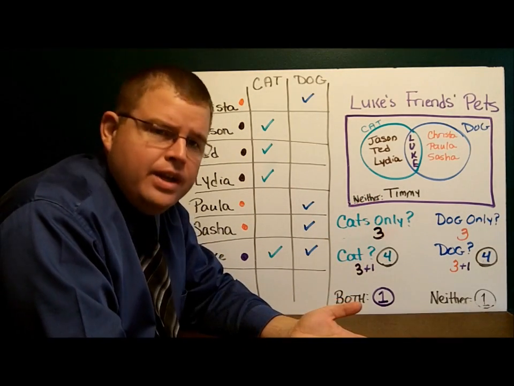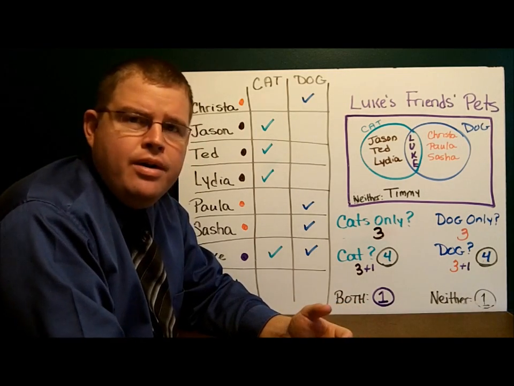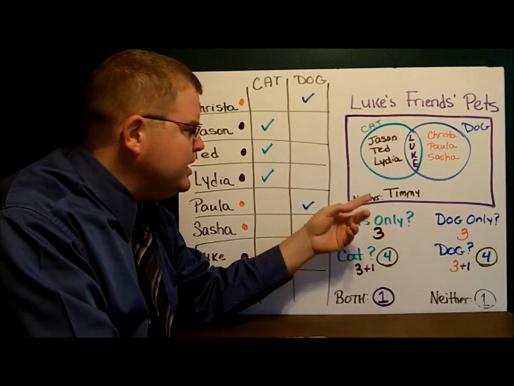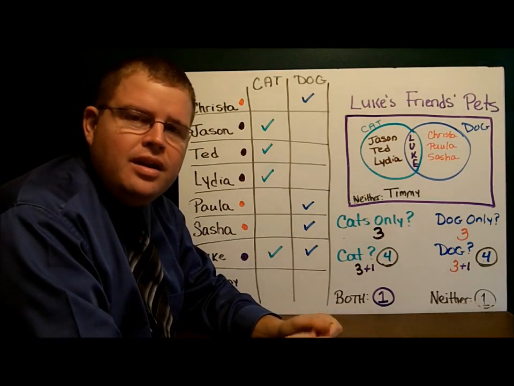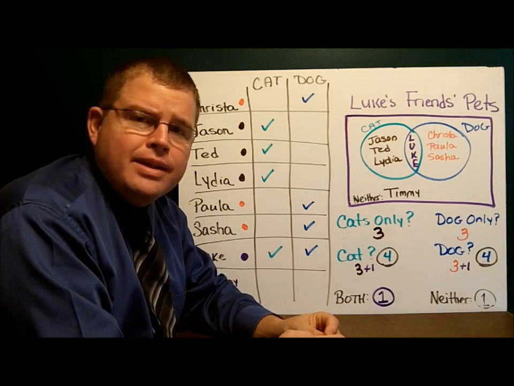Now, could he have a fish? Certainly. Could he have a bird? Yeah, he could have a bird. But our circles are only showing cats and dogs, so he's just sitting out here. Now, the questions that could be asked about this diagram, well, let's see what they have.